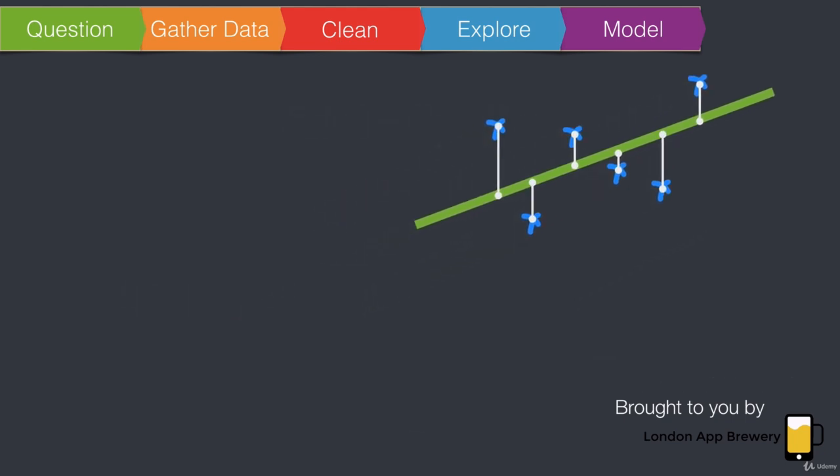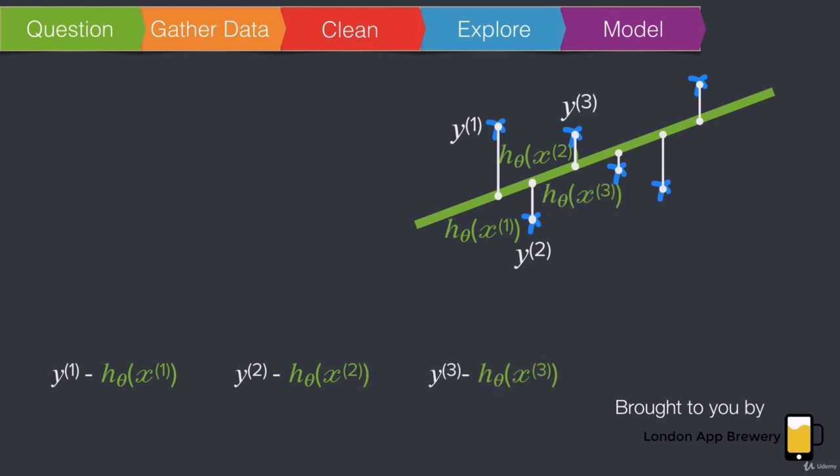Let's take a look at that first residual. That first residual is going to be the difference between the actual value, the y1, and the predicted value, which is the one on the line. And that second residual would also be just the difference between the actual value in white here and the fitted value in green. And the same is true for that third data point.